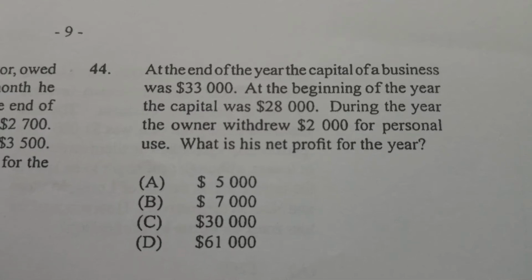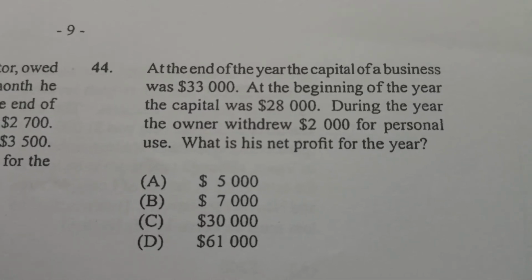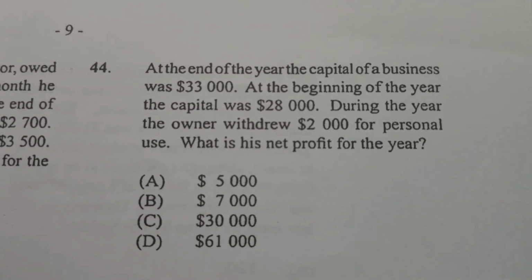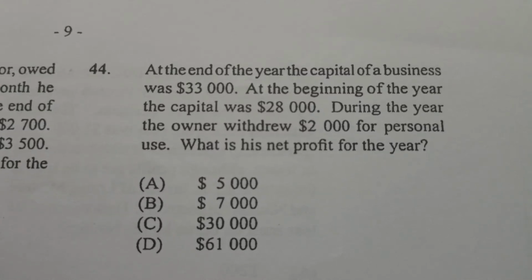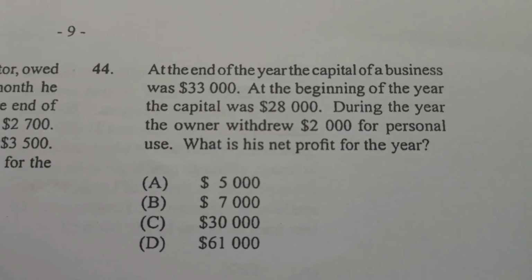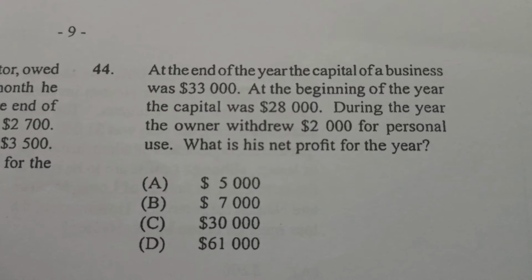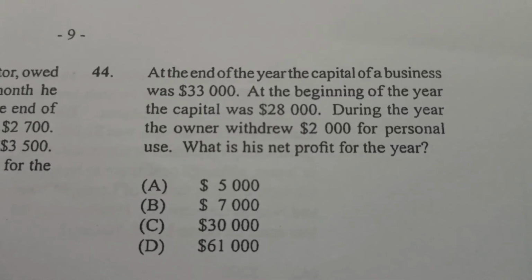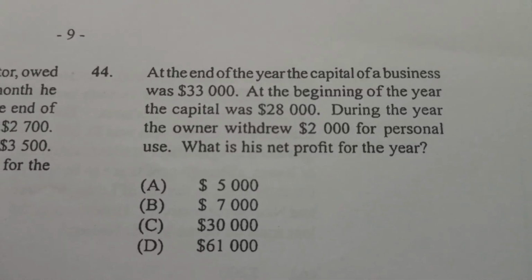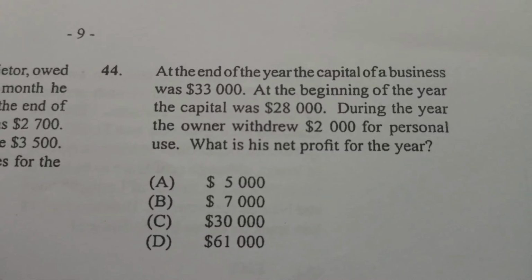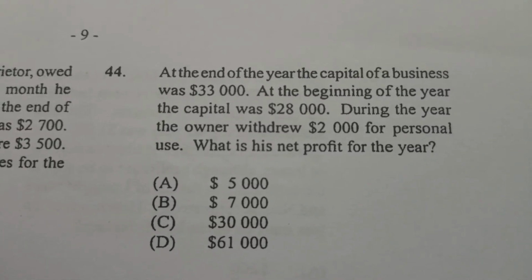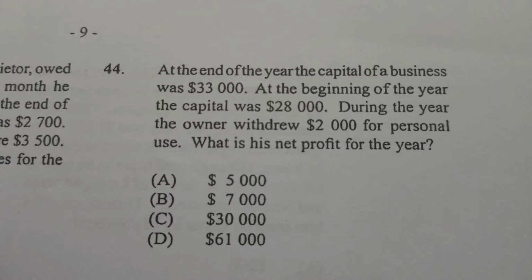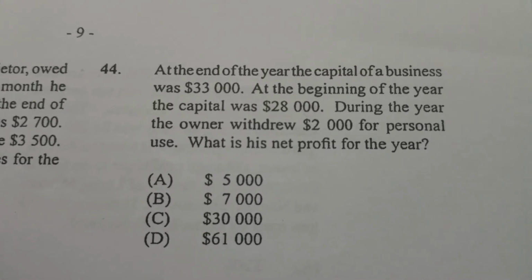Add what we used to subtract and subtract what we used to add. So we're going to add the drawings to the closing capital amount, which would be $35,000. Then we subtract the $28,000, which would normally be added. And then we'll get an answer of $7,000. So the answer is B, $7,000.